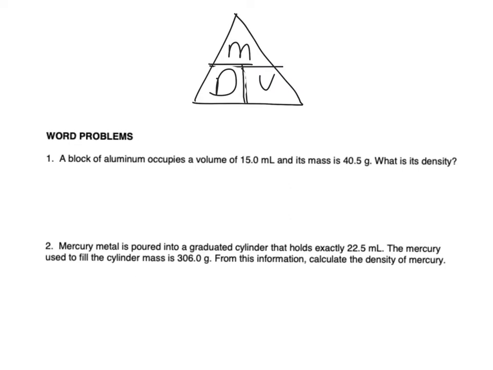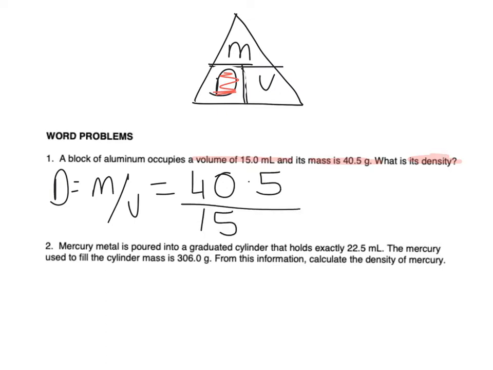So in our first question, it's asking us to calculate its density, and it's giving you the mass and the volume. So using our formula, we cover the D and we're left with mass divided by volume. Our mass is 40.5 grams. Our volume is 15 mils, so my answer ends up being 2.7 grams per mil, and we always use the units that are given to us in the question.